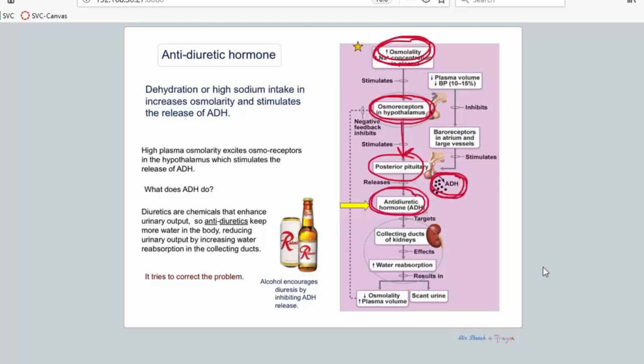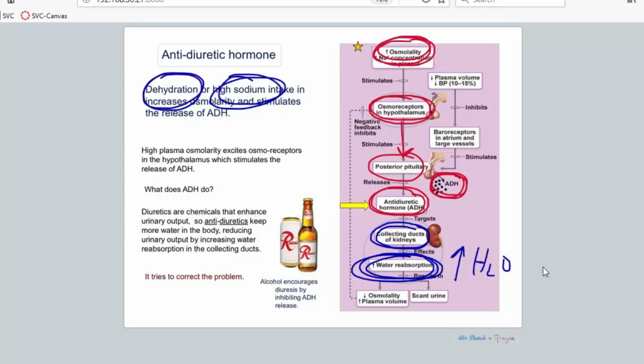So now we have anti-diuretic hormone in the blood. That anti-diuretic hormone is going to act on the collecting ducts of the kidneys. And what is it going to do? It's going to increase the reabsorption of water. And when we increase the amount of water in the fluids, then we're diluting out all of these solutes here. Or we're increasing the amount of water in the fluids. Either way, that decreases osmolarity and gets us back down to where we want to go.